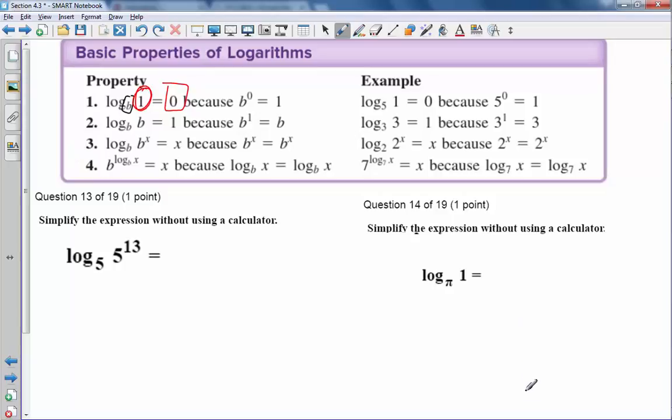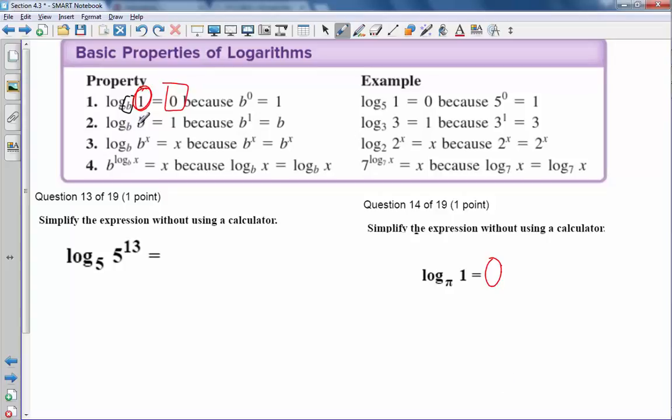Here, you can do this question in 3 seconds now. What is the answer? 0. Oh, this is a pi, 3.14, a weird base. Shouldn't we be calculating this by converting into exponential? No. If you see 1, 1 is a 0 maker. It's going to make the answer 0. That's it. Okay? Let's learn more tricks, such as this one.